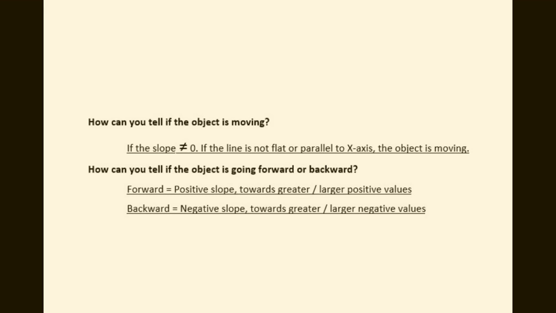How can you tell if the object is moving? The object is moving if the slope does not equal 0. If the line is not flat or parallel to the x-axis, then the object is said to be moving. How can you tell if the object is going forward or backward? The object is going forward as long as you have a positive slope, and the line is going towards greater or larger positive values. The object is considered to be going backwards as long as you have a negative slope, and the line is going towards greater or larger negative values.